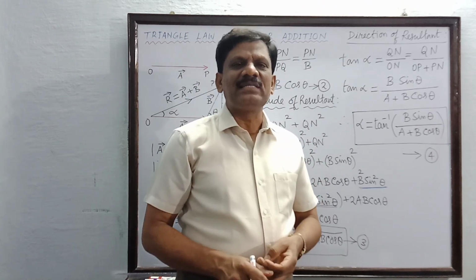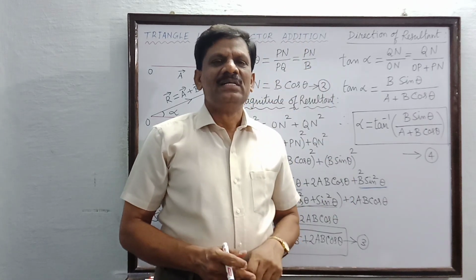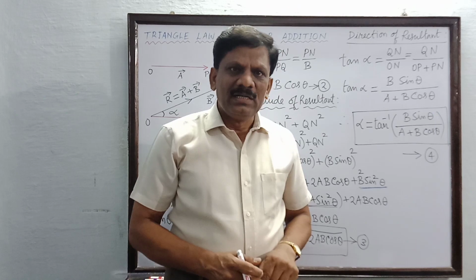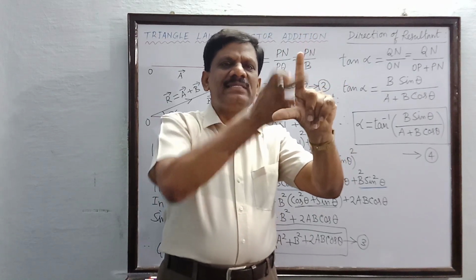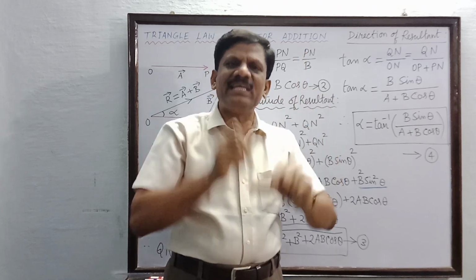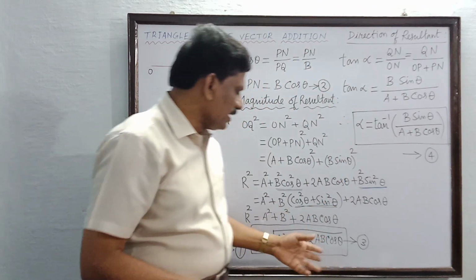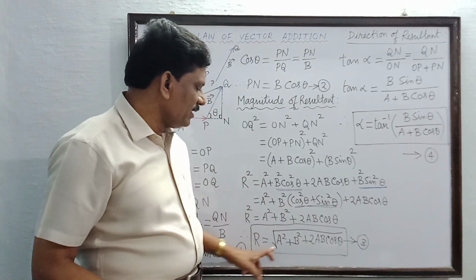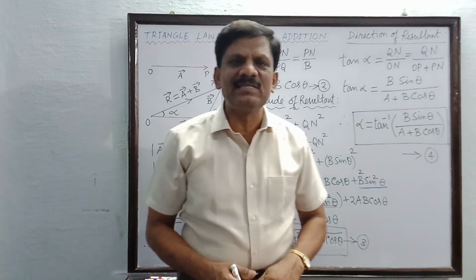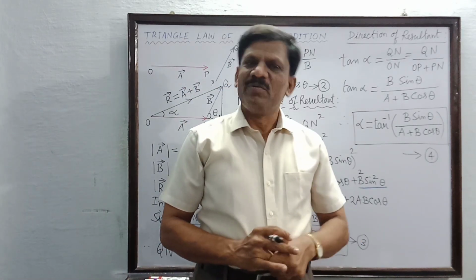Suppose two vectors are perpendicular to each other. Understand? So what value will you get? It will be like a right angled triangle. A is acting horizontally, B is acting vertically. The angle between them is 90 degree. What is cos 90? 0. So the third term will become 0. So naturally, you will get R is equal to square root of A square plus B square. It is the Pythagoras theorem only again. Is it not? Have you all understood?